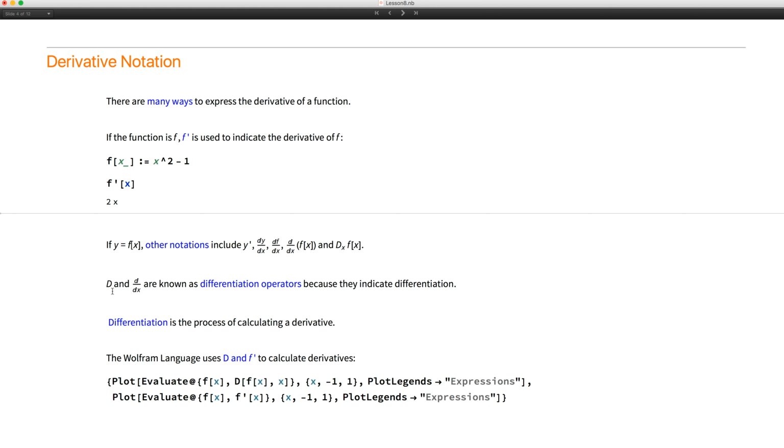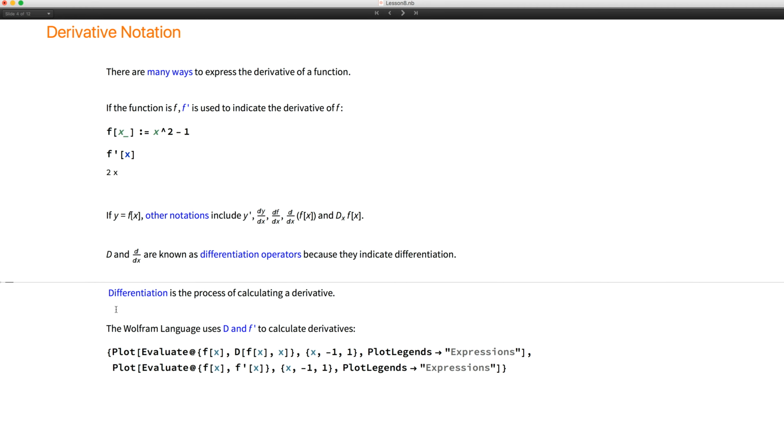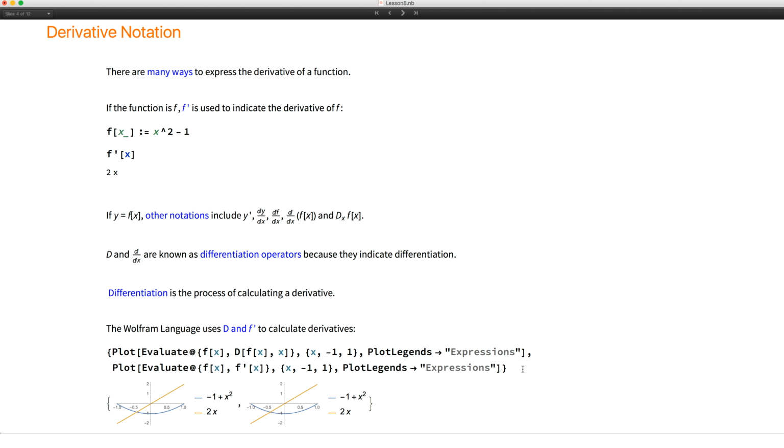And in fact, mathematicians like to think of capital D and d over dx as being differentiation operators which work on functions and give you their derivatives. And the whole process of calculating derivatives is called differentiation. So there's a lot of terminology over here, but as far as we are concerned, if you know capital D and f prime, that's good enough for you. So here I've got capital D of a function and f prime, and you get back just the same result in both the cases. So for this lesson, if you know D and f prime, that's enough to do all the calculations.